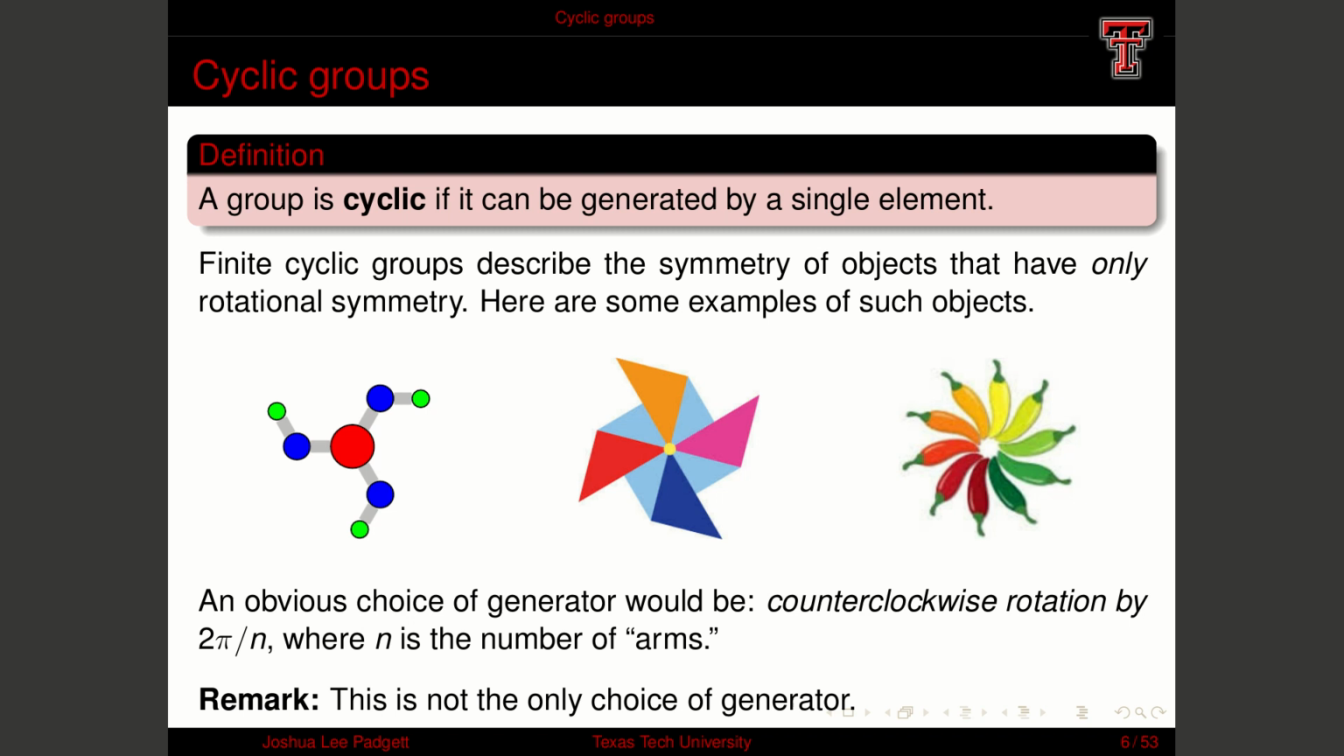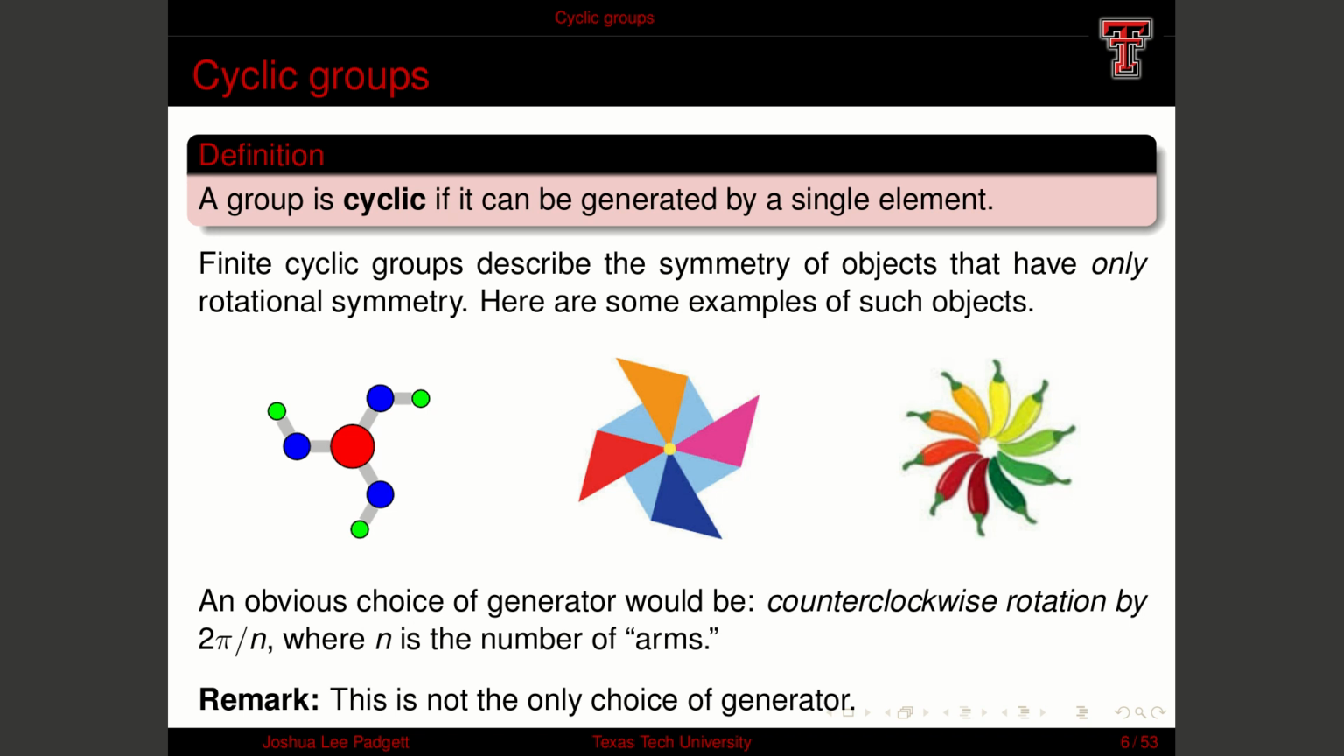So remember, a generator is an element of the group or an action that when performed over and over and over again, it can generate, let me rephrase this. The generators of the group are the building blocks, meaning that all other elements or actions can be built from those objects. So if we have a single generator, then what this means is every element in the group is built from this one single element.